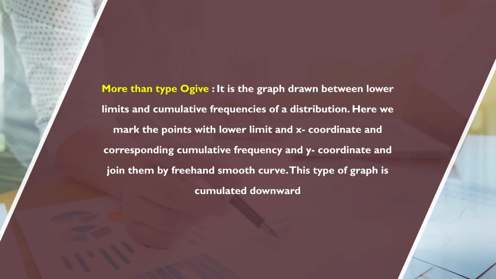And when you talk more about the more than type ogive, it is a graph drawn from lower limits and cumulative frequencies of a distribution. When we mark the points with the lower limit as x coordinate and the corresponding cumulative frequency as y coordinate, and then join them by a freehand smooth curve, this type of graph is cumulated as downward. So we have observed that this ogive is also quite important, and when we are making a graphical presentation, histograms and ogives are very important.